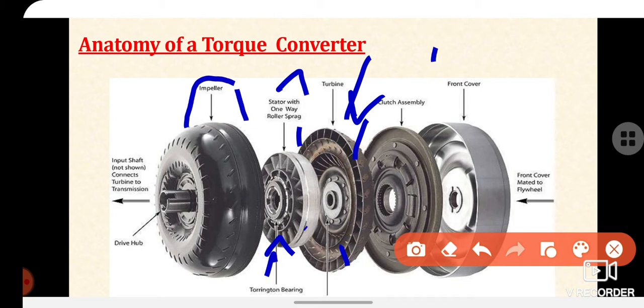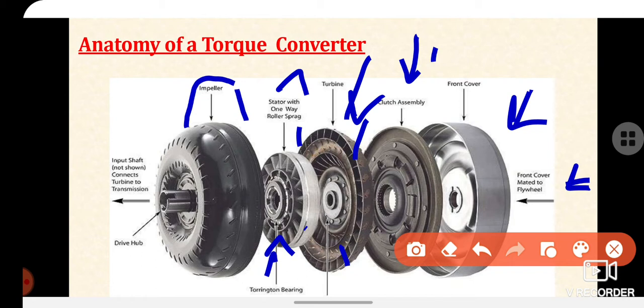The turbine is also having a lockup clutch at its back. The lockup clutch comes into play when the torque converter achieves coupling point. The lockup eliminates the losses and improves the efficiency of the converter. So next here is the clutch assembly and the front cover. This is the front cover mated to the flywheel.